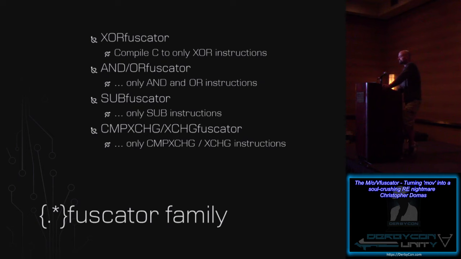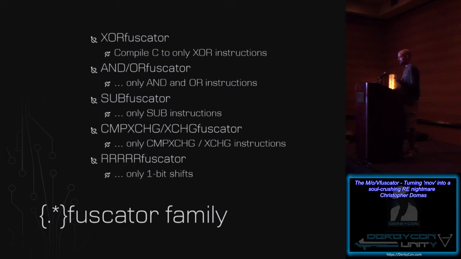My favorite's the comp exchange fuscator. I couldn't quite get comp exchange to be Turing Complete by itself, but if you combine it with another exchange instruction, you can make that happen. So you can compile your C code into only comp exchange instructions.